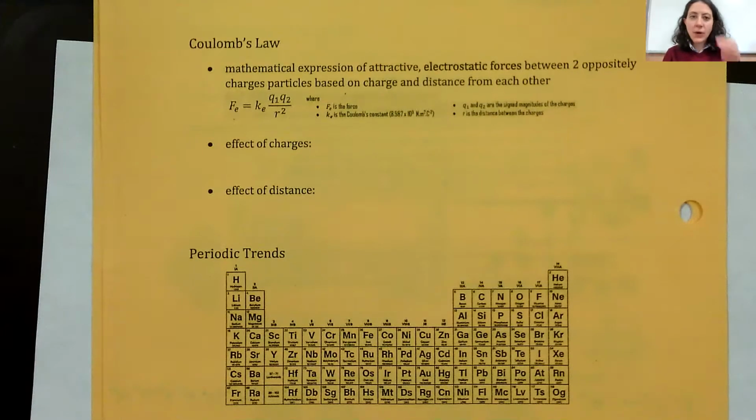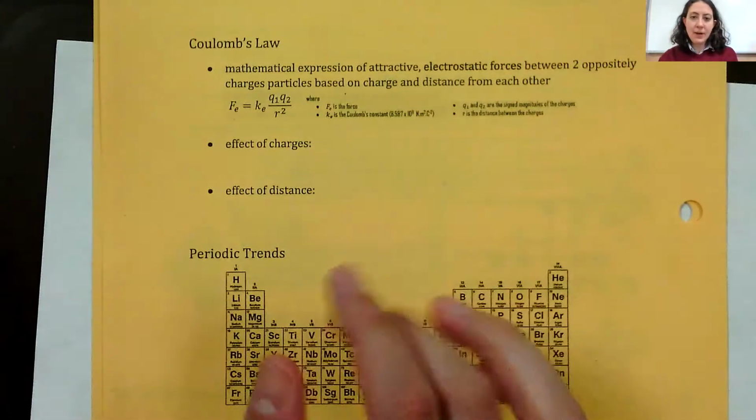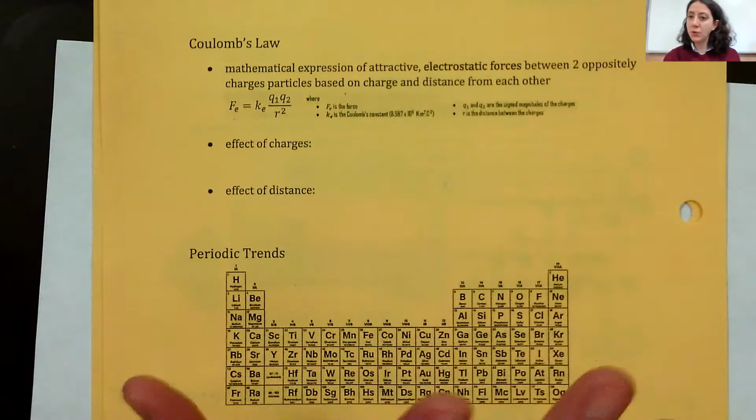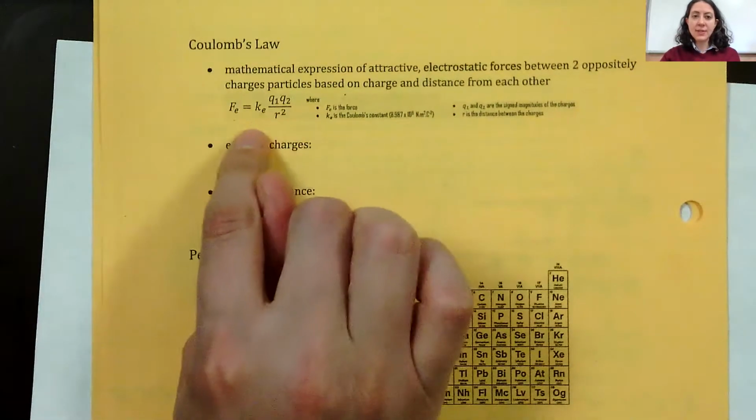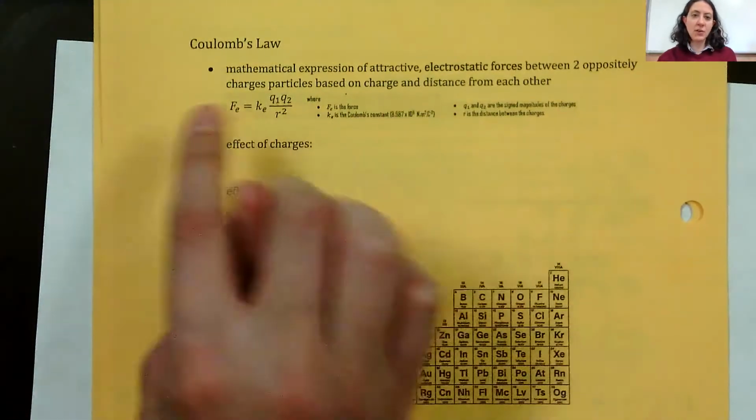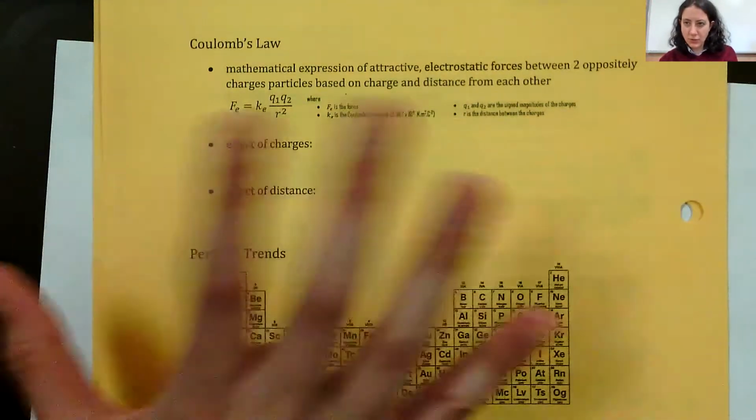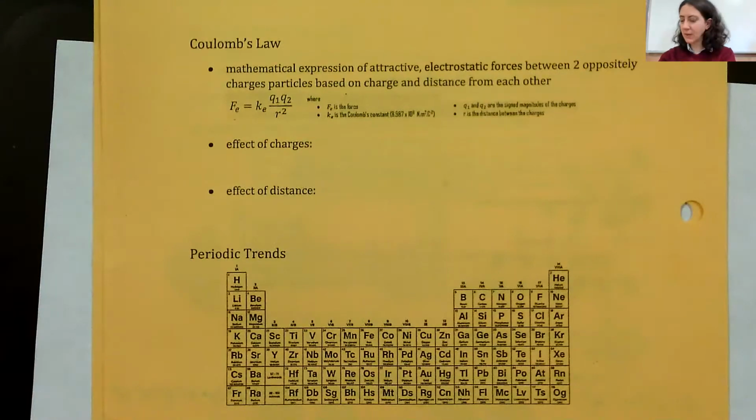All right, so for this video, we're going to talk about Coulomb's law and periodic trends and the connection between the two. So the first thing I want to look at is Coulomb's law. This is the equation, and there's an explanation here of what all the parts are. We don't necessarily have to use this equation, so don't get too intimidated by it. And it's actually really simple.